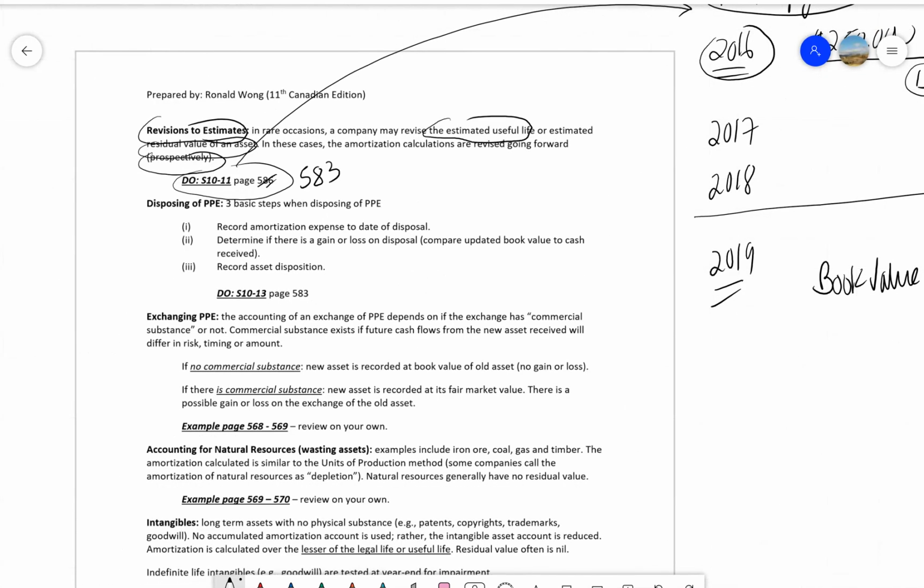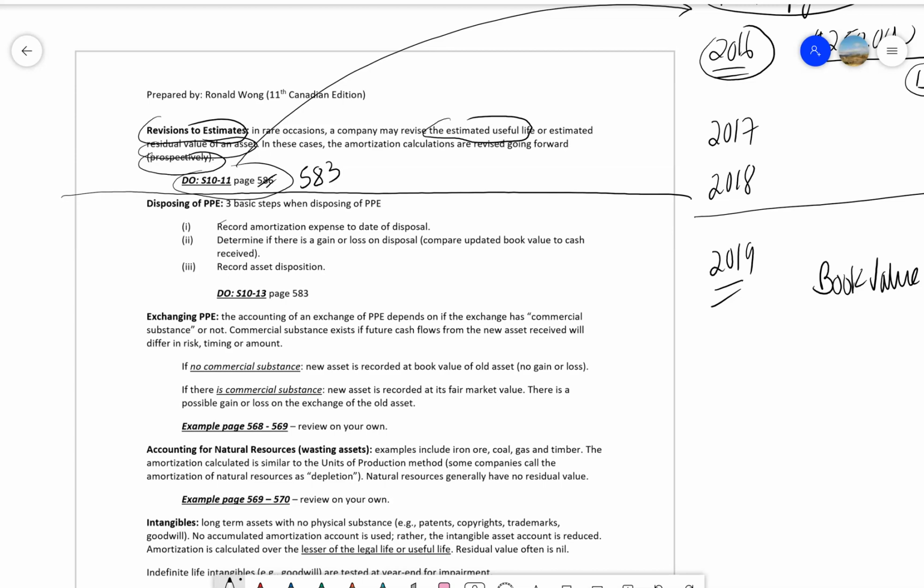Now the next topic is disposing of property, plant, and equipment. So we buy equipment, we buy the car, but then we sell it later on. And we may not have actually used it for the entire useful life. We may just decide that we no longer need this piece of equipment or car anymore, so we're going to sell it. Well, what do we need to do?